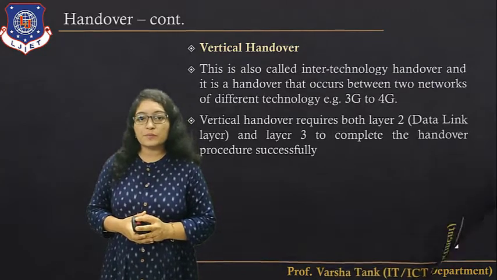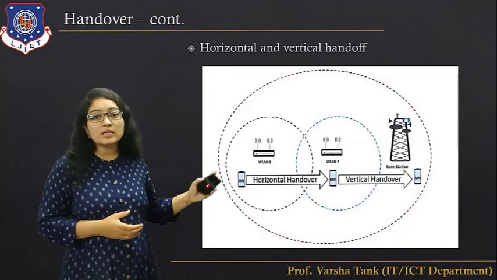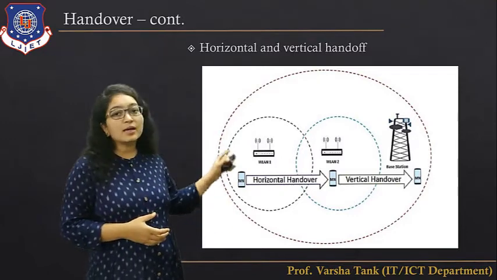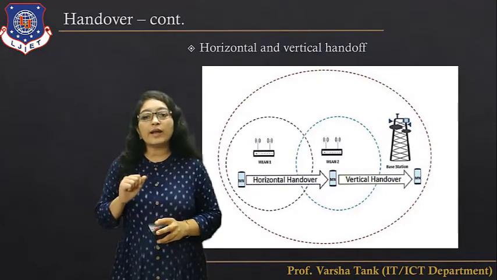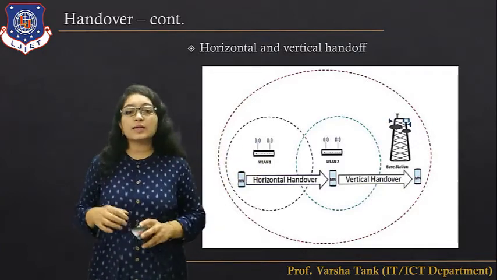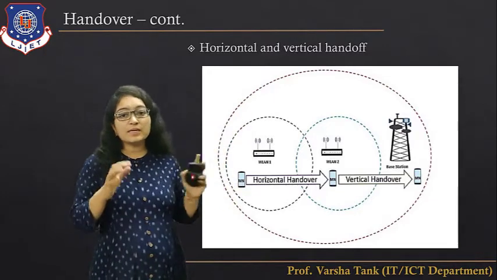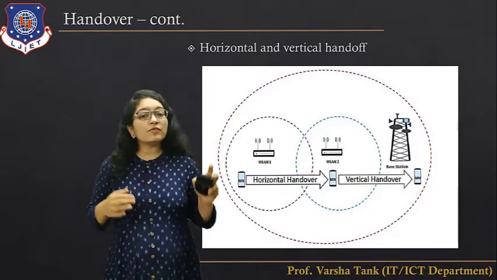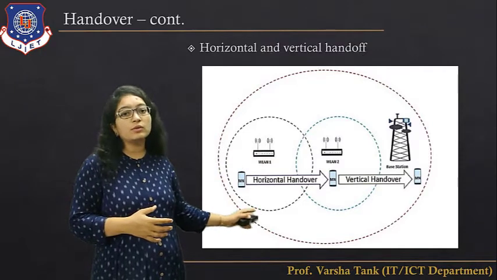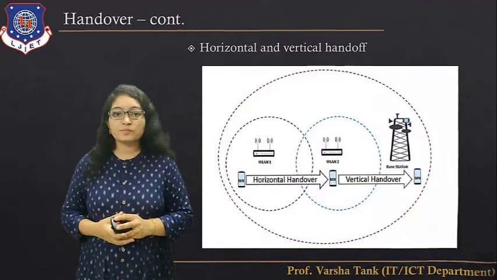Now in this figure you can see the horizontal handover as well as the vertical handover. The small circles represent the same type of network. If the device moves from this small circle to this small circle, it is a horizontal handover. But this big circle represents a different network. So if any device moves from this circle to this big circle, it is known as the vertical handover.